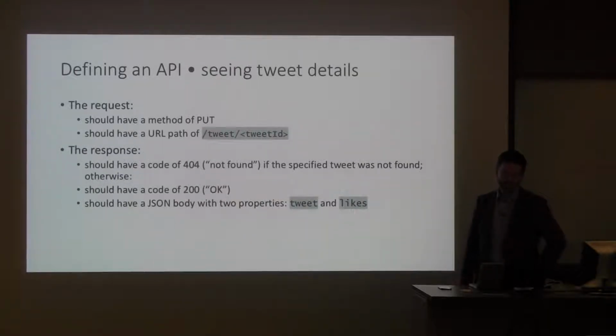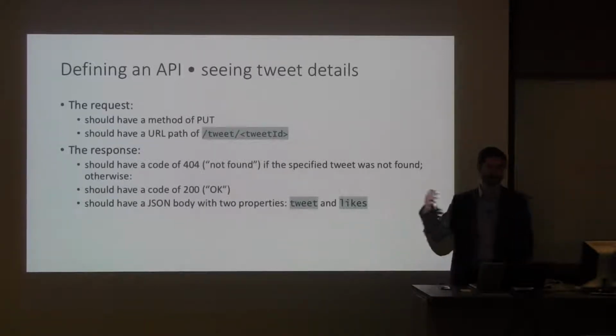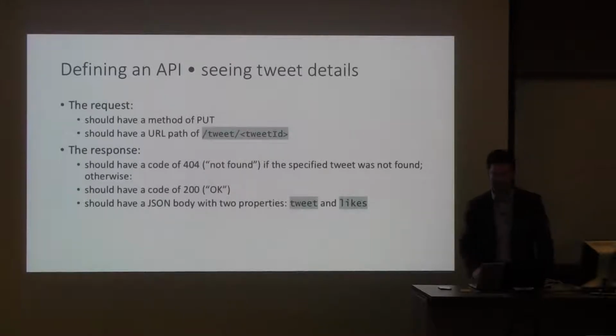Finally, for seeing tweet details, similar kind of thing. It should have a method of, it's actually not right, it should have a method of GET. It should have a URL path of /tweet/some ID. And the response, again, will have a 404 if we couldn't find that tweet, or a 200 if we could, along with 2 properties, tweet and likes. I should probably specify more detail about exactly what will be inside those, because those are going to be objects with more information, but I'm going to elide those details.